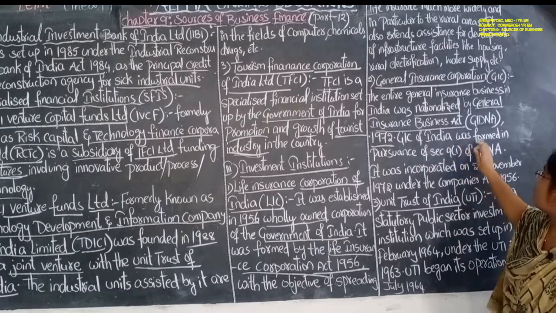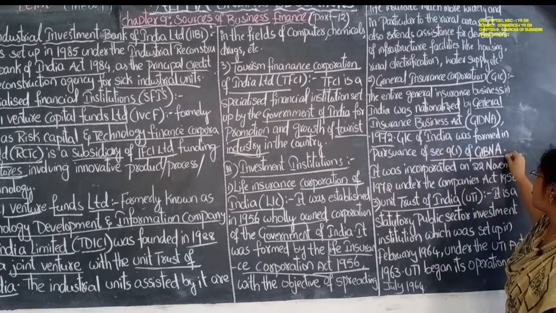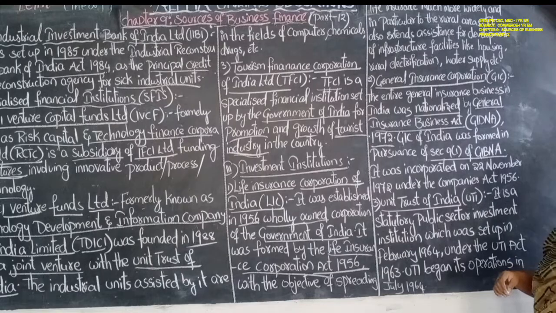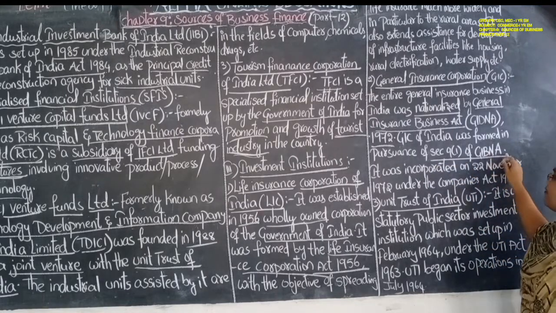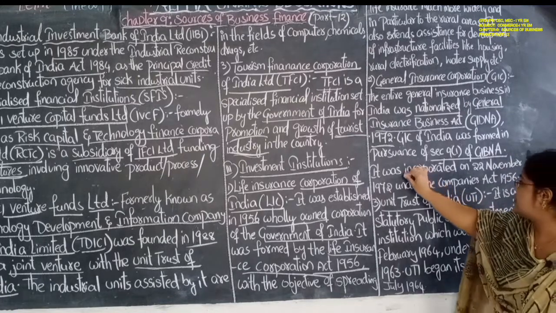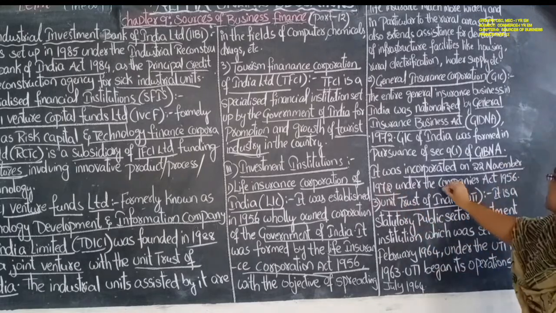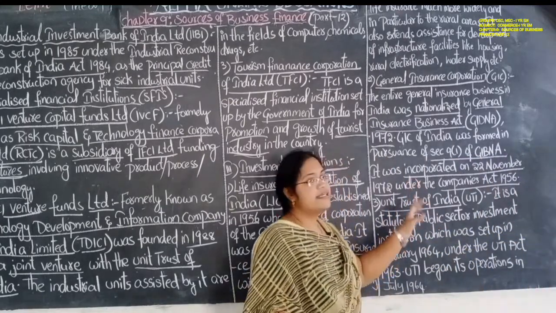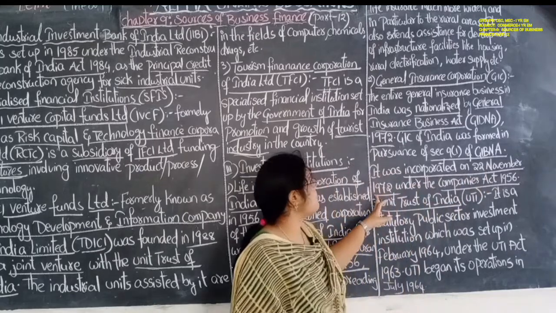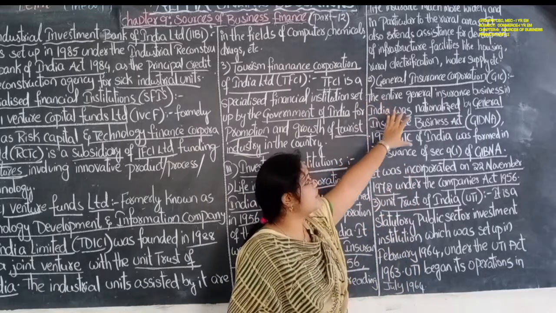GIC of India was formed in pursuance of section 9 subsection 1 of GIBNA, the General Insurance Business Nationalisation Act, in 1972. It was incorporated, meaning it started functioning, on 22nd November 1972 under the Companies Act 1956. Okay, this is about the General Insurance Corporation.